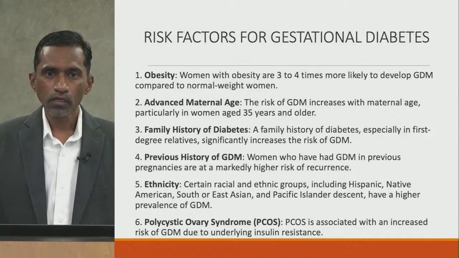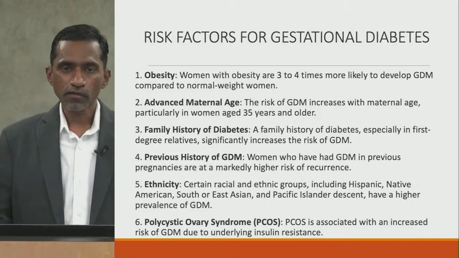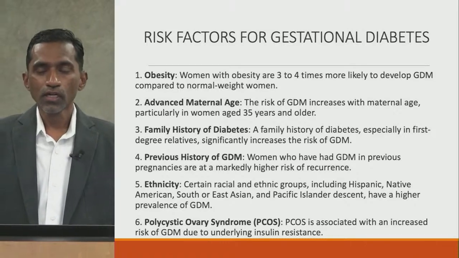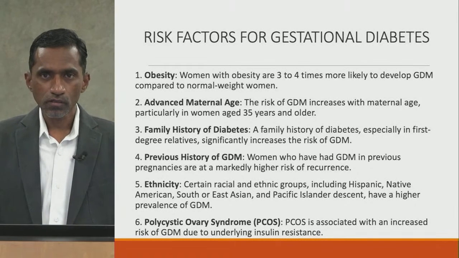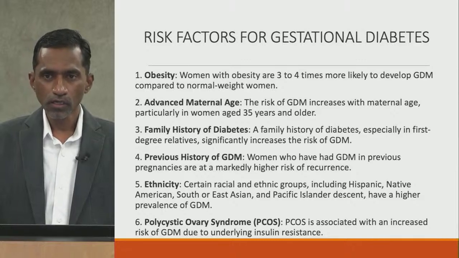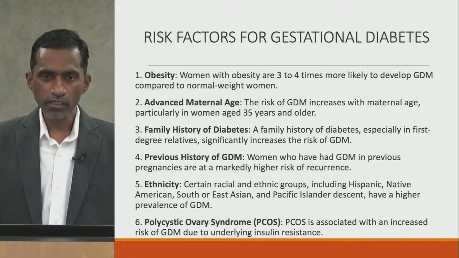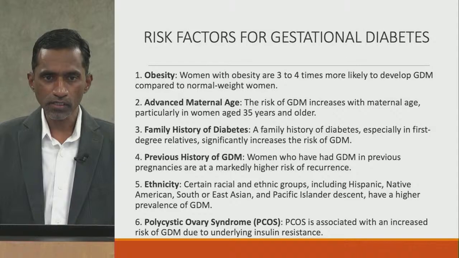The risk factors for gestational diabetes include obesity. Women with obesity are 3 to 4 times more likely to develop gestational diabetes. Advanced maternal age greater than 35 years also contributes to the risk. Family history of diabetes, especially in the first degree relatives, mom, dad, brothers and sisters, increases the risk of gestational diabetes. And if the mother has had a previous history of gestational diabetes, that also contributes to the risk.